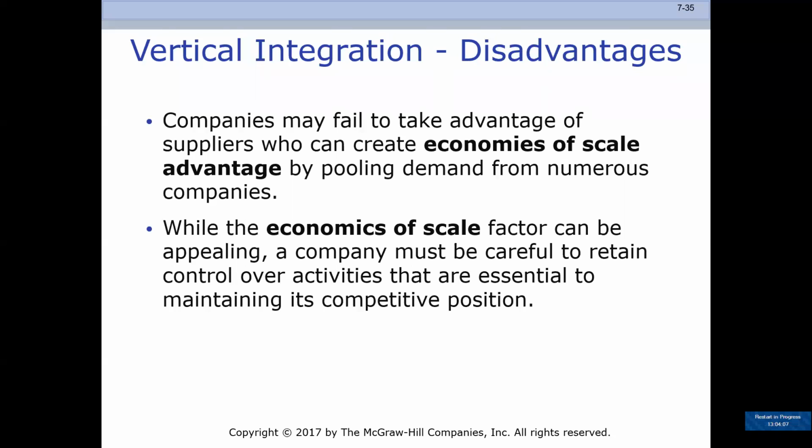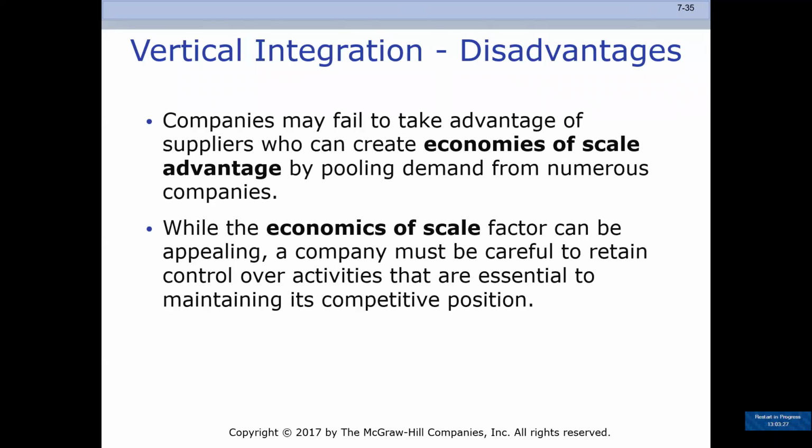There are some disadvantages. Companies may fail to take advantage of suppliers who can create economies of scale by pooling demand. Let's say you have a factory that can make 6 times as much stuff as you need. Do you want to make it yourself? You'd only be operating at 1/6 of capacity. Maybe you'd be better off buying from a company that's operating at 80 or 90% capacity. They can pass on part of those savings to you because they can spread their fixed cost over more units. So in that case, you may be better off buying from someone else because of economies of scale.